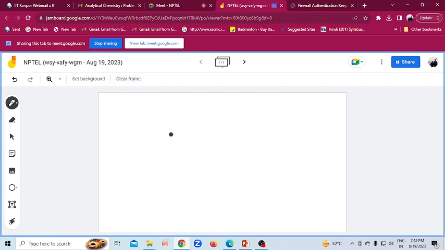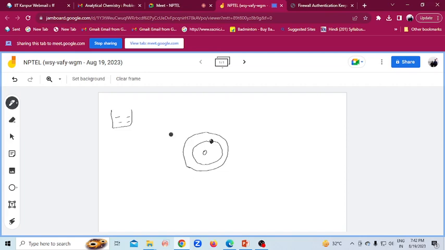I told you that if a sample is there in your solution, it will absorb light. But how does it occur at the atomic level? So we will discuss that. First of all I will draw an atom. This is the very basic structure of an atom. Suppose there is one electron. This is the electron.